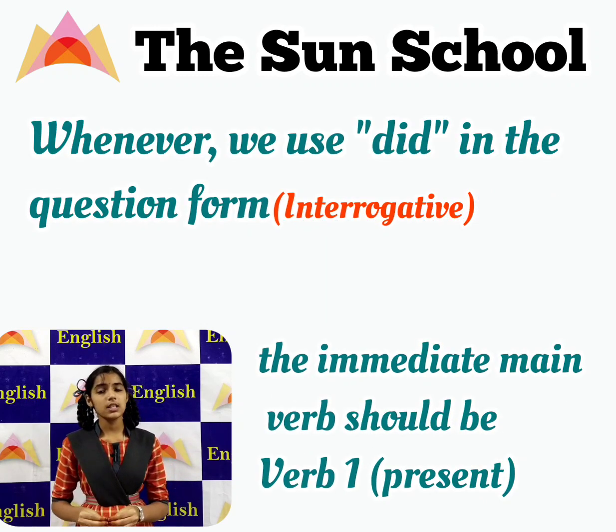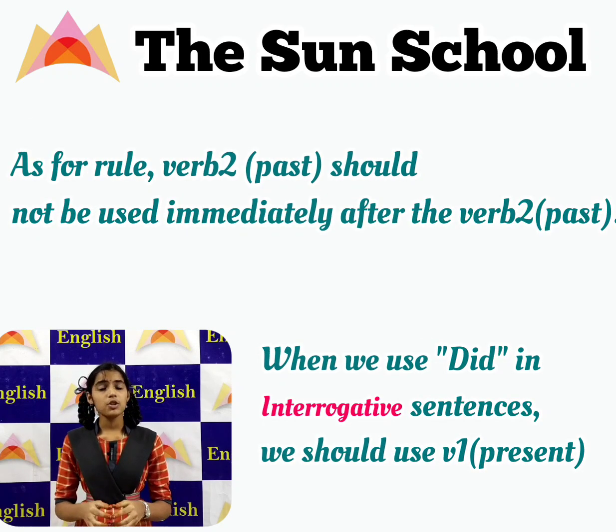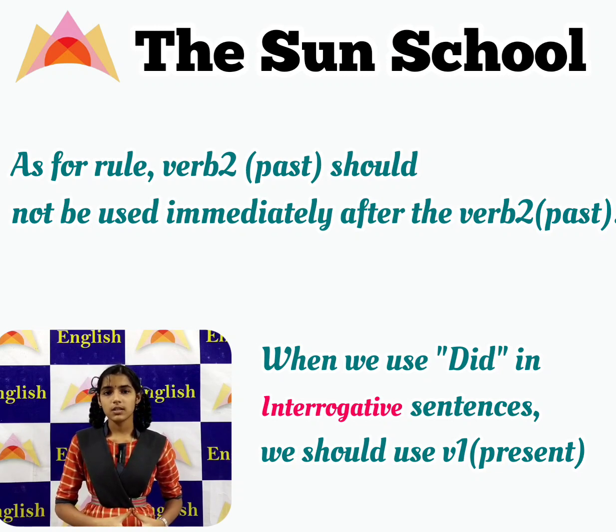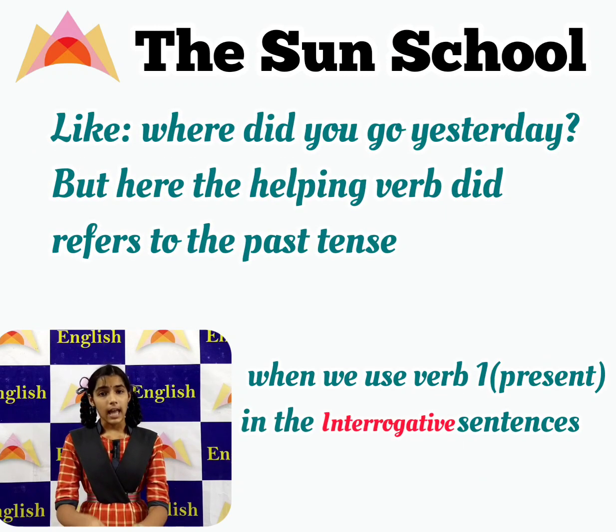Whenever "did" is in the question forms, the immediate main verb should be verb 1. As per the rule, verb 2 should not be used immediately after "did". When we use "did" in interrogative sentences, we should use verb 1. Like, "Where did you go yesterday?" Here the helping verb "did" refers to the past tense when we use verb 1 in interrogative sentences.